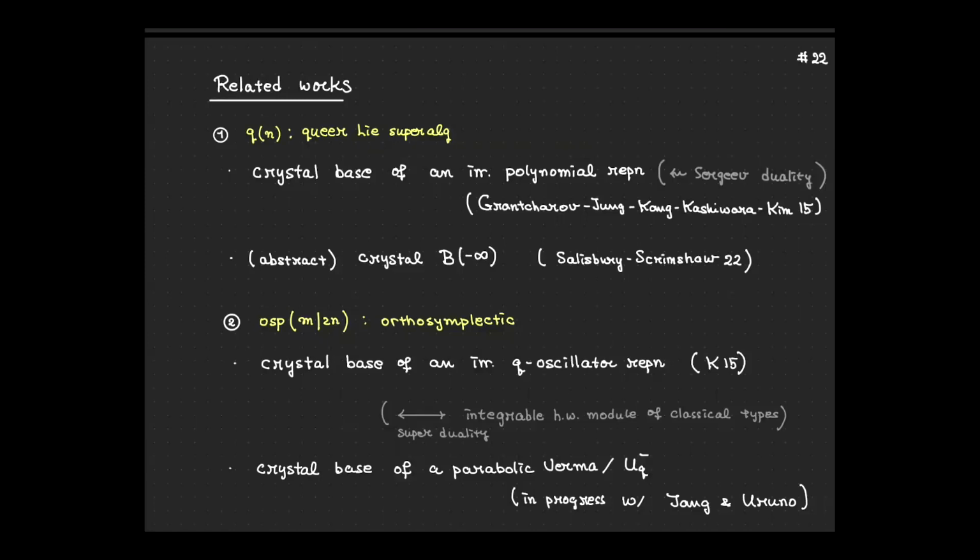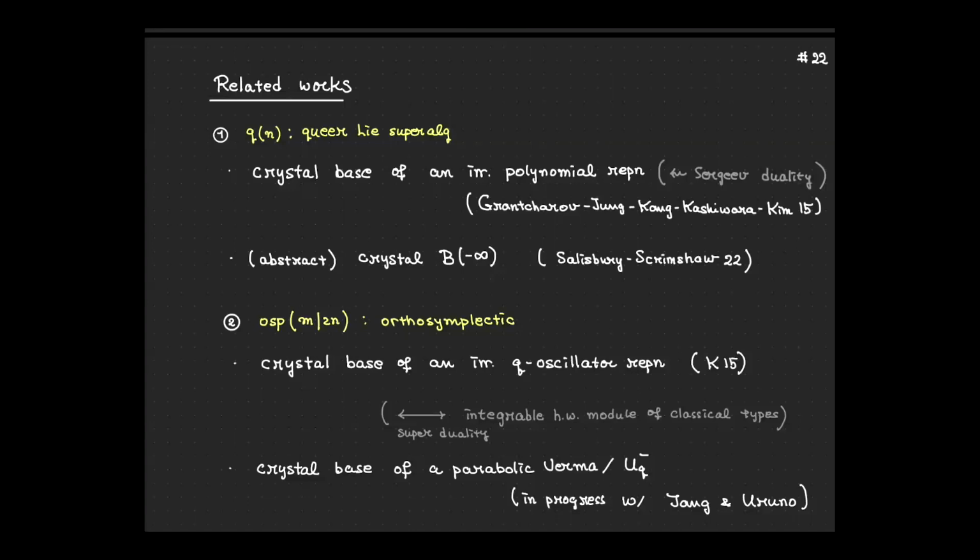Okay, and also I'd like to mention that there is another paper by Savage and Tingley. They consider the crystal of the irreducible polynomial representation of Q, and they find a very nice inductive, certain limit process of the crystal, and they call it B of minus infinity. So still it's an abstract crystal, but it would be nice to have an algebraic construction of their abstract crystal, B of minus infinity.